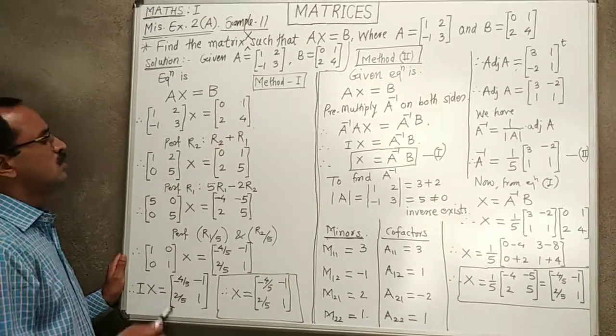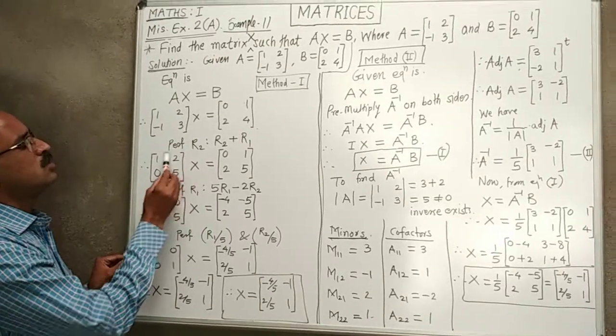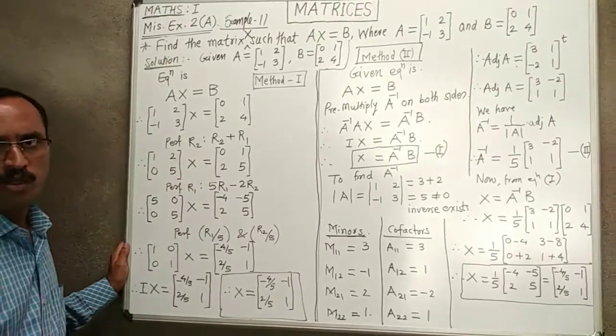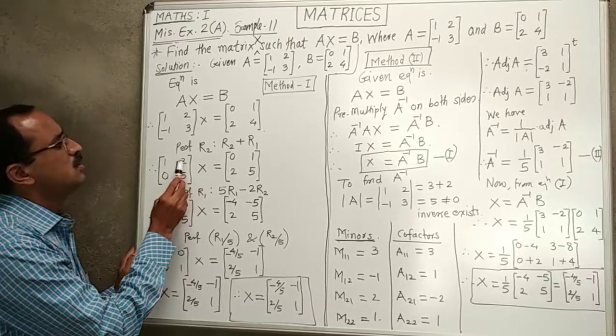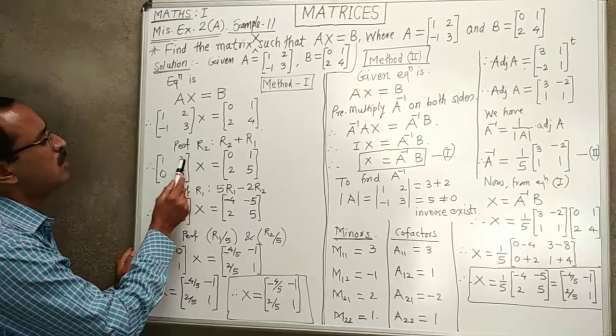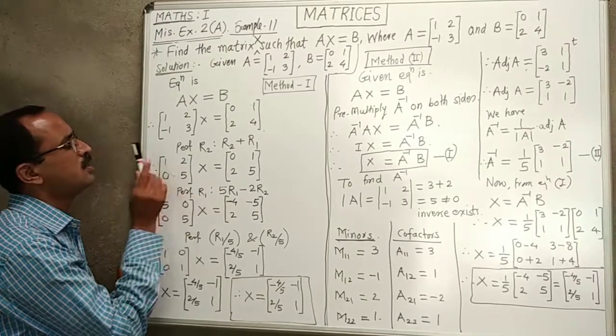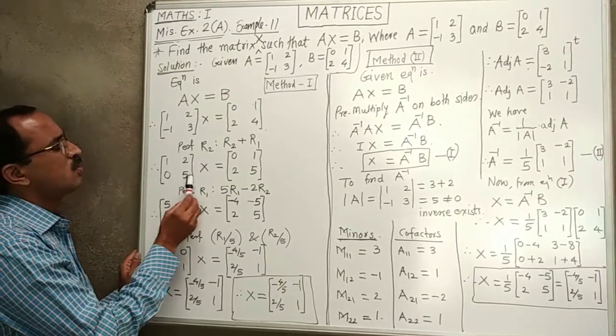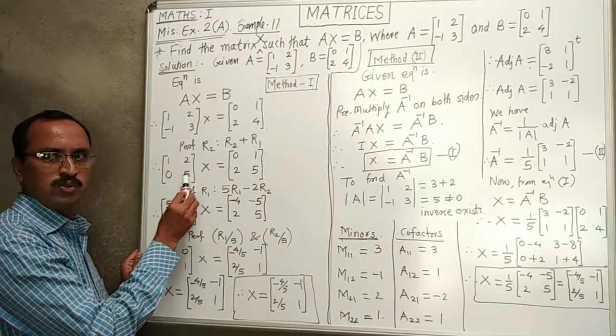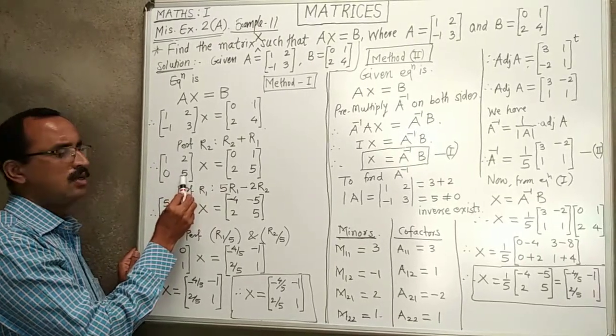Now I convert this element 2 into 0. To convert this element 2 into 0, I multiply this 2 by 5, so we get here 10. And in the second row, I multiply this 5 by 2, so here also we get 10.